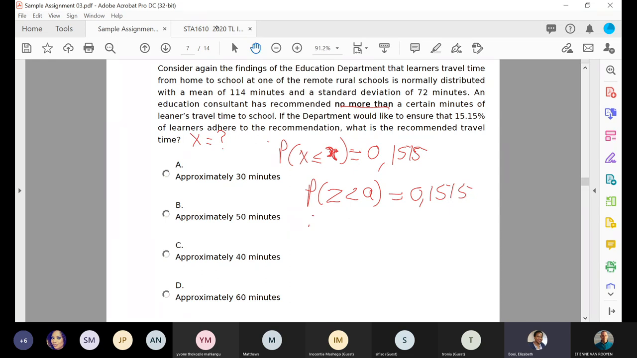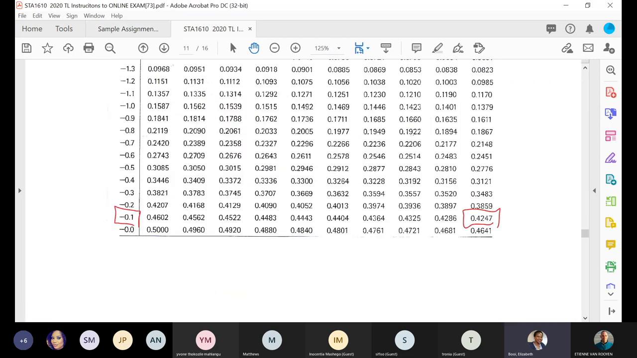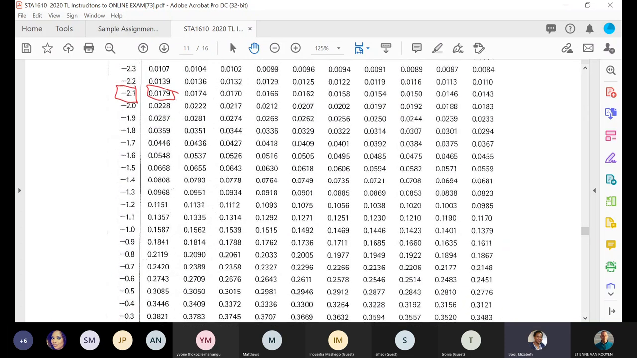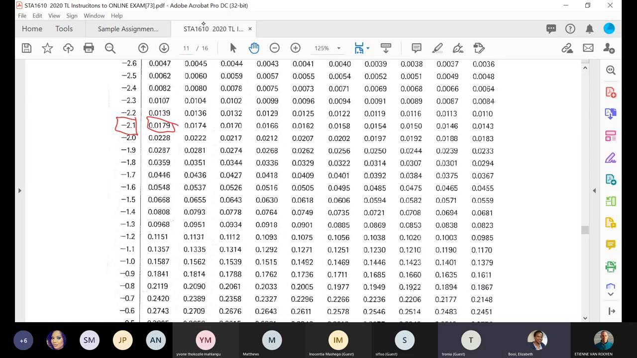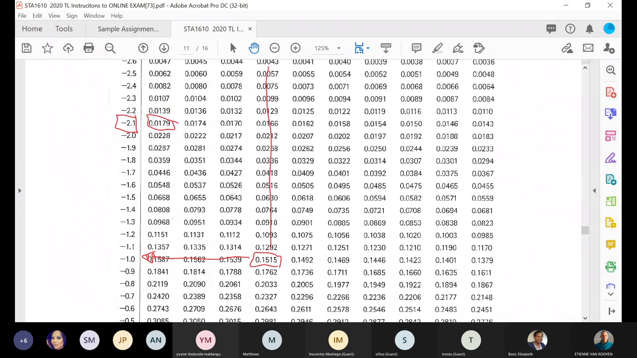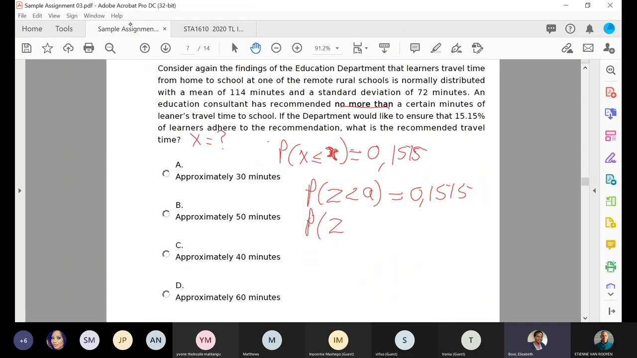And if A is the value that we're looking for, we can actually move from the value on the table. So you need to go to the table, because this is the less than. We need to look for this Z value. So you need to go look for 0.1515. Have you found it? 1515. It's minus 1.03. Right, and you go up is 3. 1 minus 0.3. So we know that Z of minus 1.03 is equal to 0.1515.